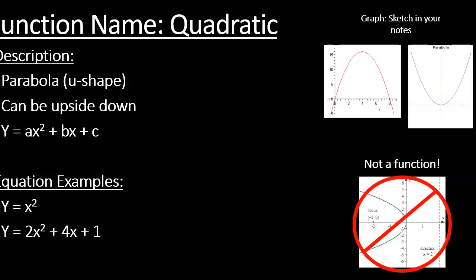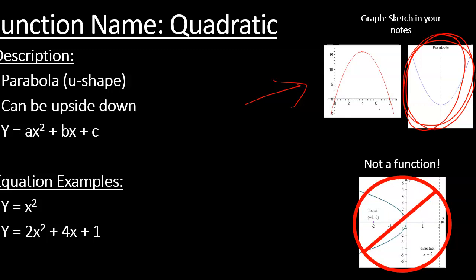You're going to move down to your second row, and we're back in the first box where it says function. You're going to write the word quadratic. For your description, a quadratic function is a parabola. That makes a U shape, so you may want to put U shape in parentheses. You also need to note that it can be upside down. So this right here is a regular parabola. This one is an upside down parabola. The equation that we use for quadratics is y equals ax squared plus bx plus c.